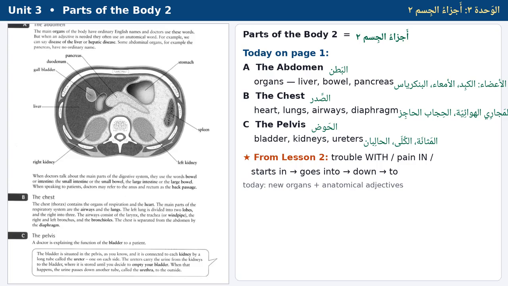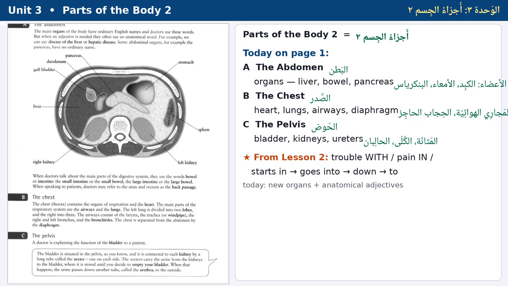But first, a quick review from Lesson 2. In Lesson 2, we learned the ordinary English names of body parts, like jaw, shoulder, armpit, elbow, chest, stomach, hip, knee. And we learned that doctors use the ordinary English name when speaking, but the anatomical name in brackets when writing notes. We also learned key collocations, trouble with and pain in. I'm having trouble with my hip. Do you get any pain in your chest? And the radiation of pain. Starts in the back, goes into the buttock, goes down the thigh to the knee.